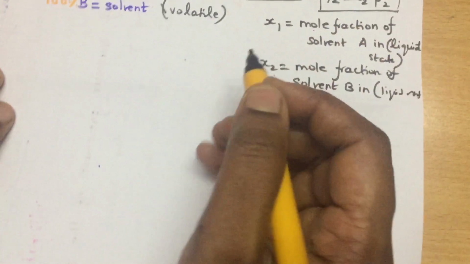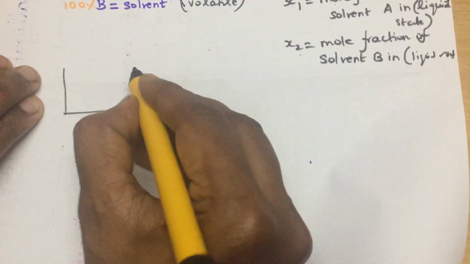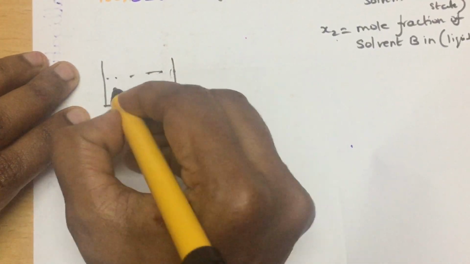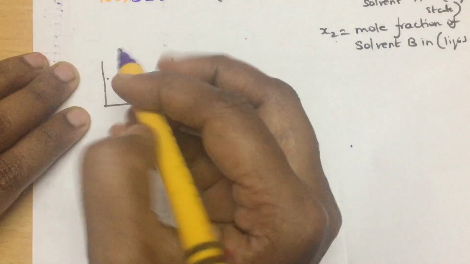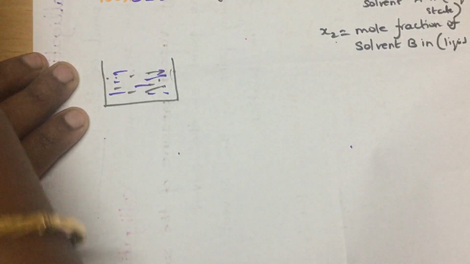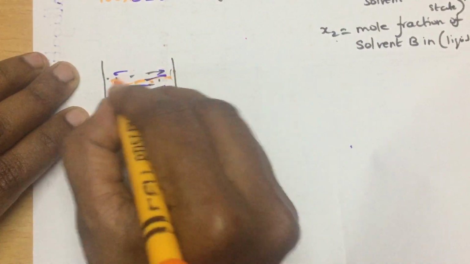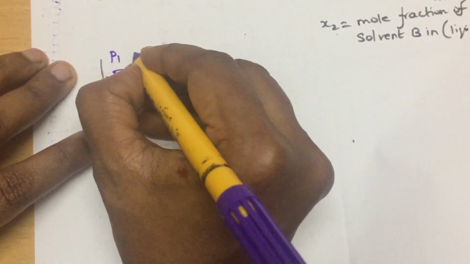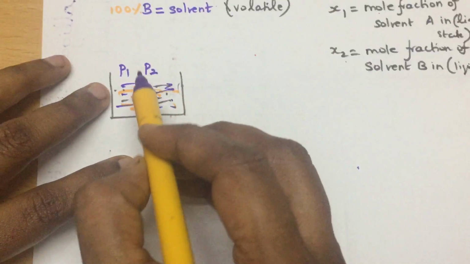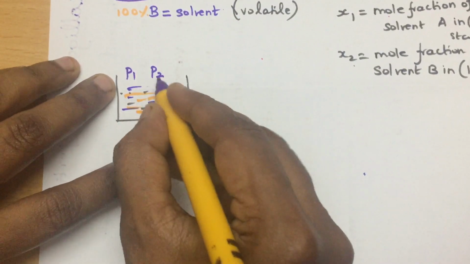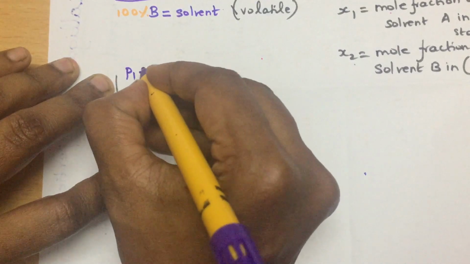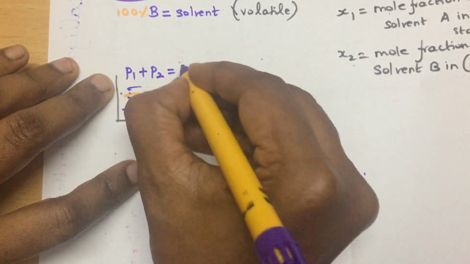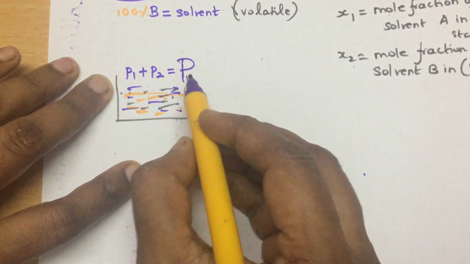Okay, so here, suppose you mix the two. As soon as you mix the two, you get two pressures, correct? Two pressures. There exists P1 and there exists P2. I showed these separately so that you can understand them separately. So there exists the vapor pressure of solvent molecule A and solvent molecule B. The sum of these will be equal to the total vapor pressure.